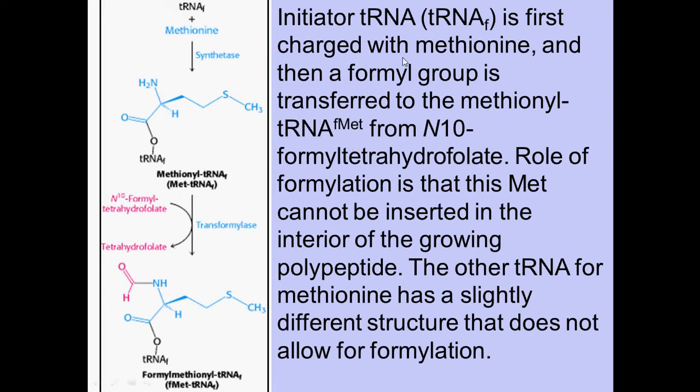So the initiator tRNA is first charged with methionine, and then a formyl group is transferred to the methionyl tRNA from N10-formyl tetrahydrofolate. So the formyl methionine is not going to get added while elongating. The other tRNA for the methionine is different, which does not allow for the formylation of the methionine.